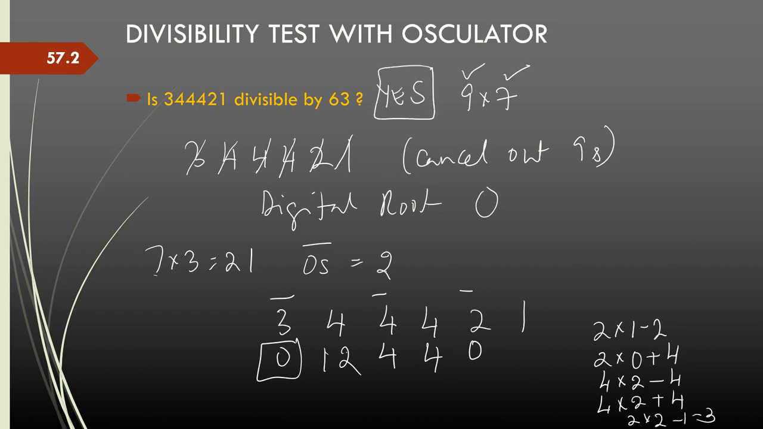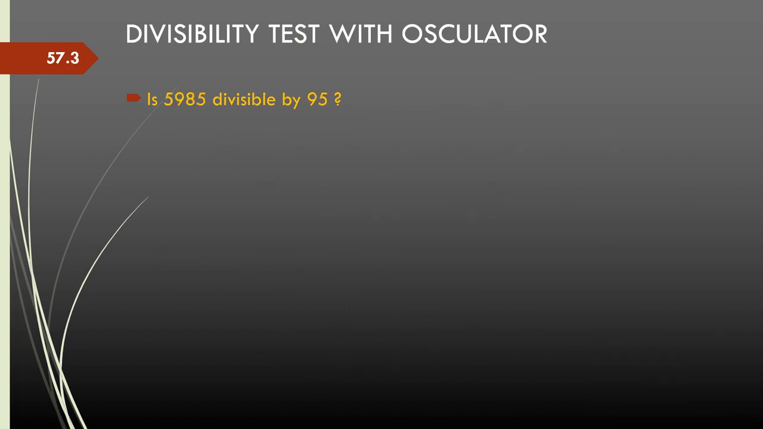So, this is how we can use the osculation process along with a combination of the other divisibility rules we know for smaller numbers to test divisibility of a given number. Let us do one more example. 5985 divided by 95. So, 95 is 19 into 5.